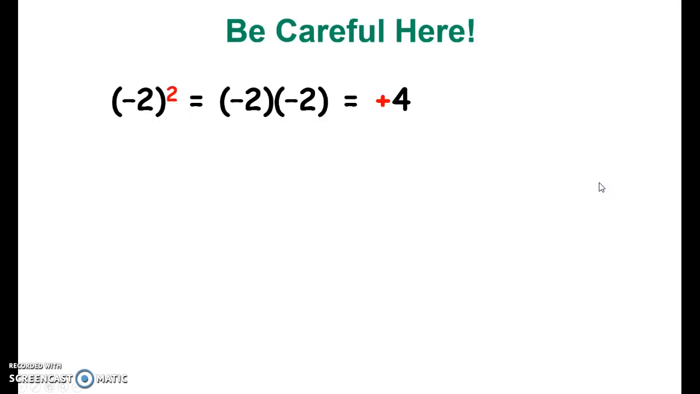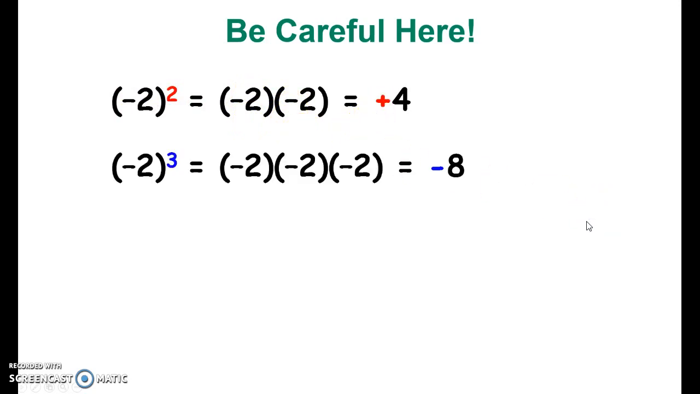Take a look at this, because where you have your negative sign and whether or not you have parentheses is important. Your base here is negative 2, and that exponent of 2 says you're going to multiply negative 2 by itself twice. Negative times negative is positive. If you have negative 2 in parentheses raised to the third power, it says take negative 2 and multiply it by itself 3 times. Negative times negative is positive, and a positive times negative is negative.